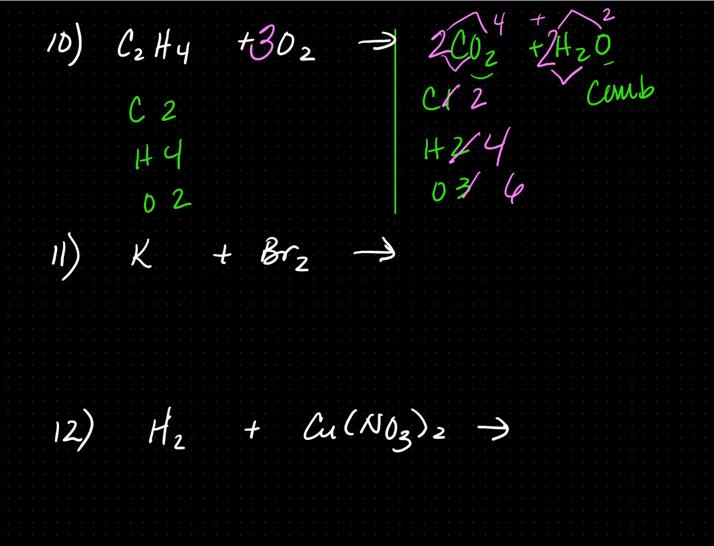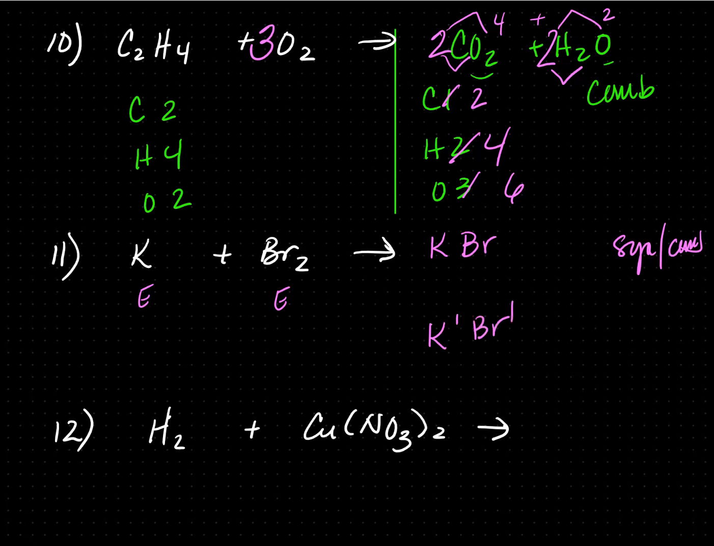Number 11, we have potassium, which is an element. We have bromine, which is an element. So this is a synthesis or combination. Since we have a metal and a nonmetal, this is going to be an ionic salt. So the charge of potassium is 1. The charge of Br is 1. So it just becomes KBr.